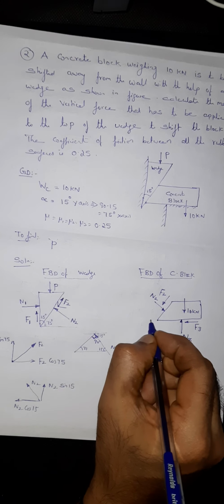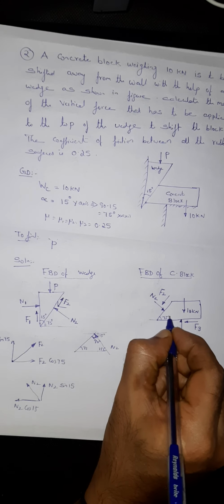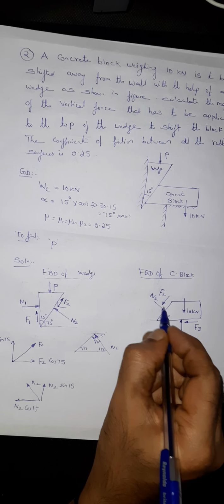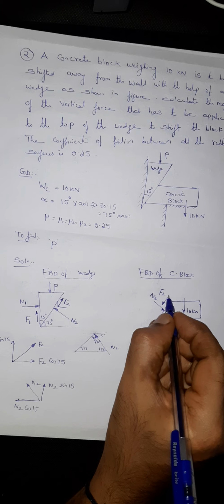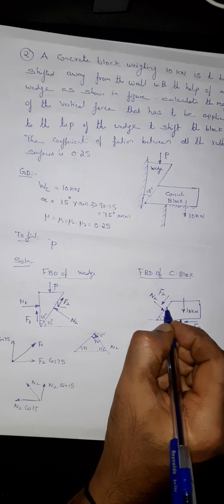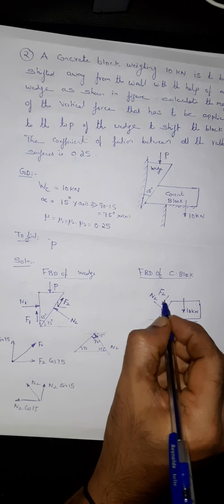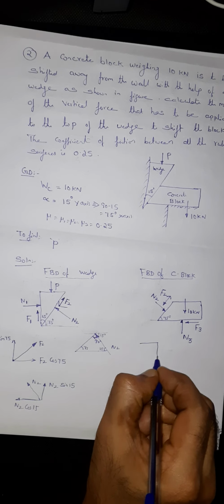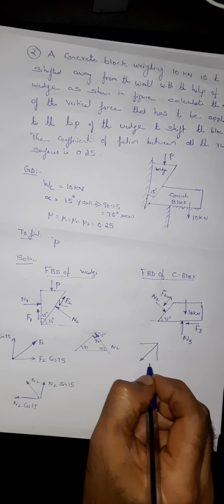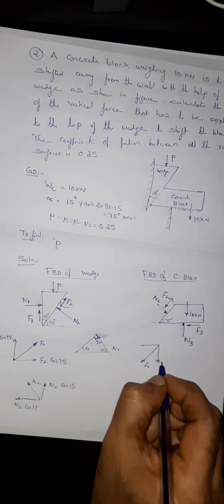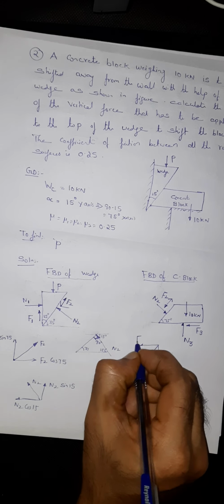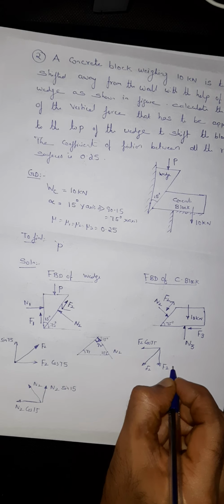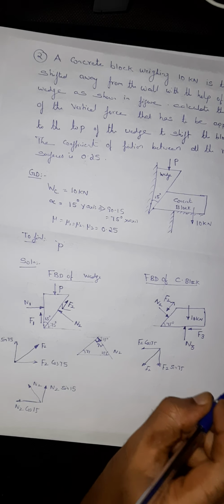Now you know this angle, 90 minus 15 is 75, so 75 is here. As far as the frictional force is concerned, the surface of the concrete wall is parallel to F2, so this can be mentioned in this way. So this is F2. Then what about the horizontal component? Which is F2 cos 75, and the vertical component is F2 sin 75.